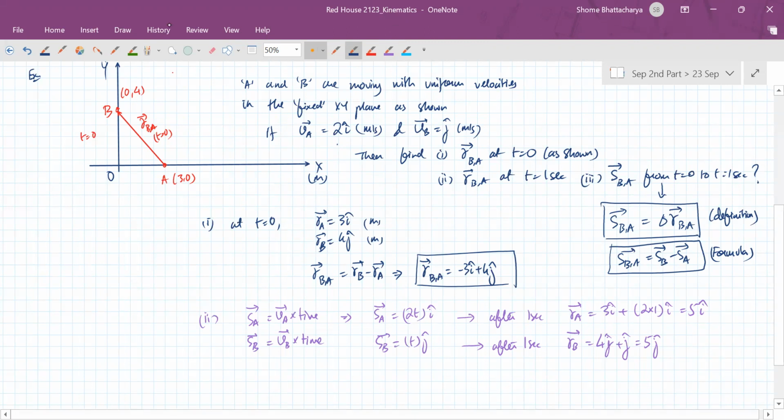Okay, so this is becoming the final position. This and this is at t equal to 1 second.